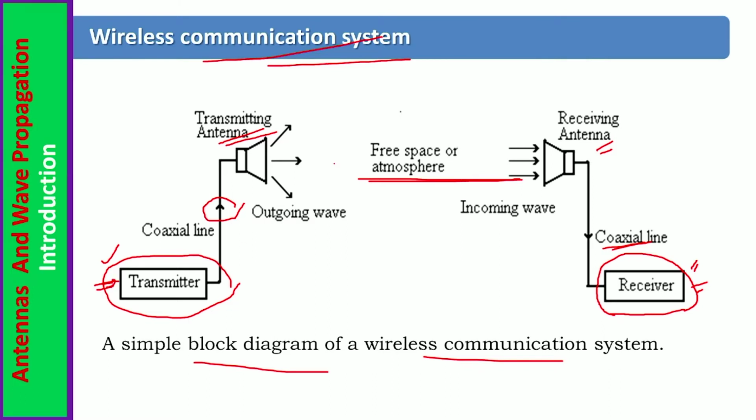Now, the importance right now is regarding antennas. We can see one antenna on the transmitting side, another antenna on the receiving side. So an antenna occupies two places in a wireless communication system. With this understanding regarding a wireless communication system and the importance of antennas in that system, let us move further to explore the world of antennas.